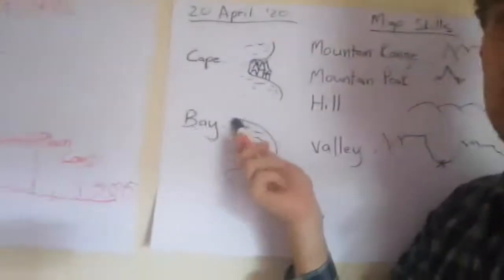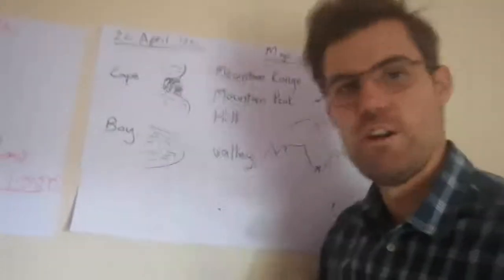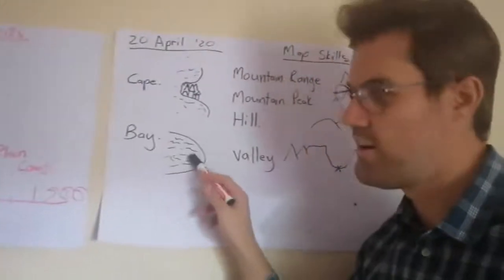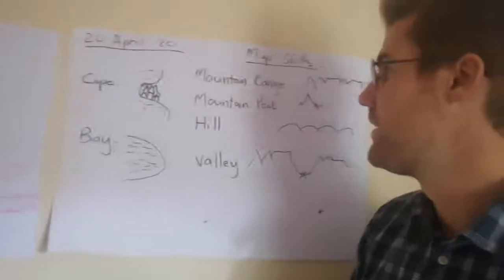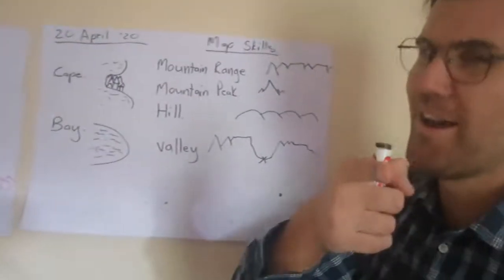You see, like this, it makes a bay, and it's usually a nice place to swim because it's nice and flat and it won't be too deep. So this is a nice place to swim. If you're on holiday, find yourself a nice bay.